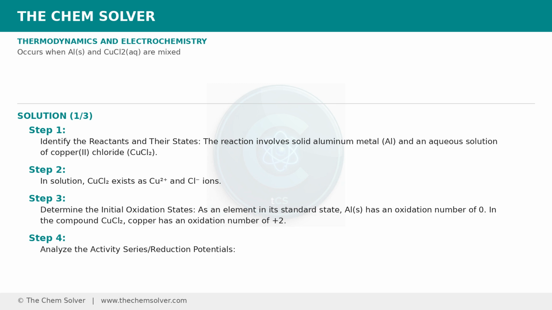Determine the initial oxidation states. As an element in its standard state, Al has an oxidation number of 0. In the compound CuCl2, copper has an oxidation number of +2.